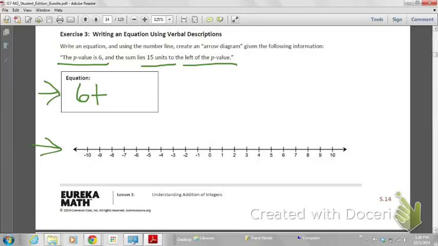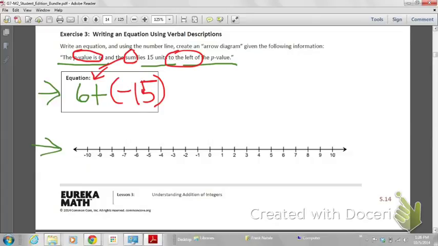So here we go. Let's just circle a few very important things. P-value is 6, so that gives us our first addend. Sum, of course, always tells us that that's going to be a plus sign there. 15 units to the left. So if I'm going to the left 15 units, that is going to be a negative 15. Negative 15 right there. Now that's an expression.